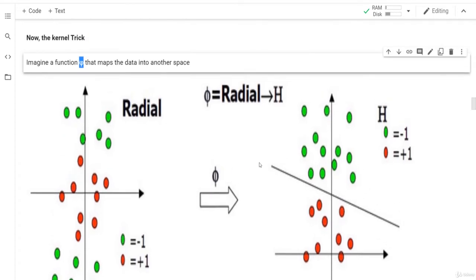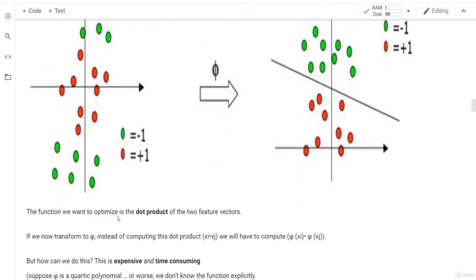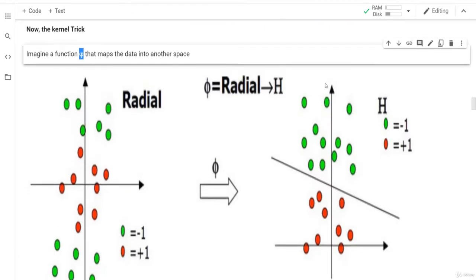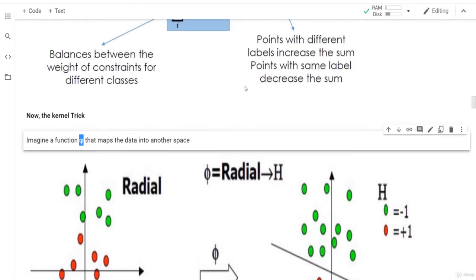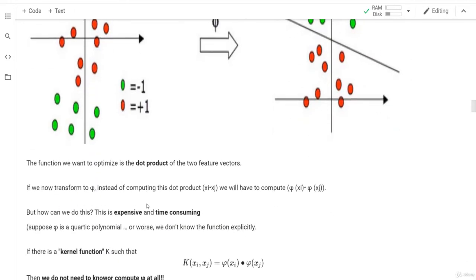So this is the function that we use to map the feature space. The function we want to optimize here, we cannot really optimize this, and we cannot do anything for any of these parts. But what we want to optimize is basically the dot product of the two feature vectors. So we have the first feature vector and the second feature vector, and we want to optimize this.